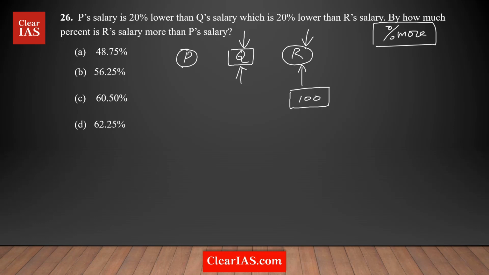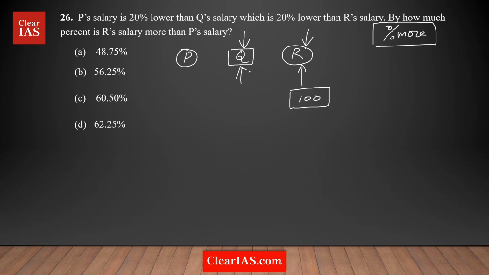If you start with P, it's completely fine and you will get the answer for sure, but it's going to take more time compared to this. Calculation wise, it's going to be a little bit complicated. It won't be that direct. So you need to use the clues given in the question to figure out where you should start. We are starting with R. So R's salary is 100 rupees, or 100 dollars, whatever it is. I'm assuming R is 100.